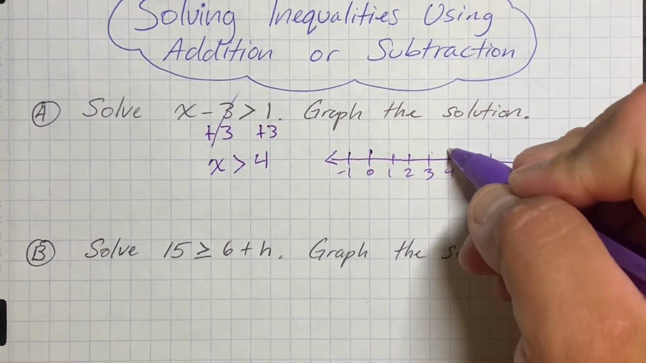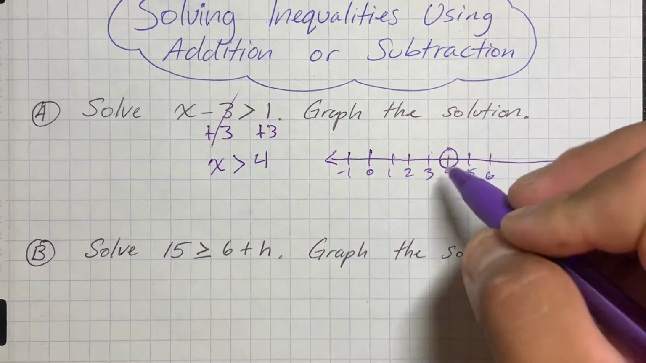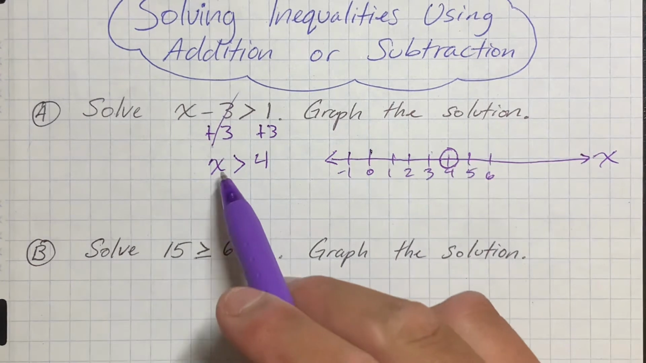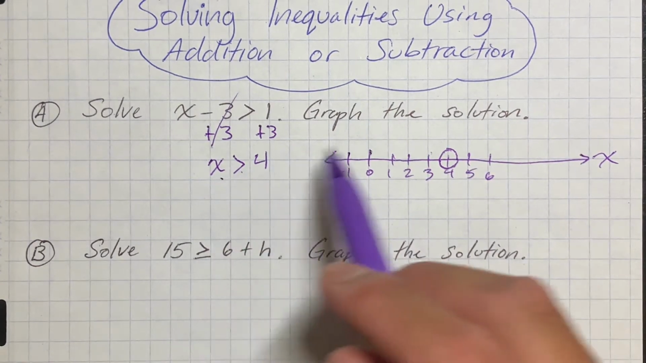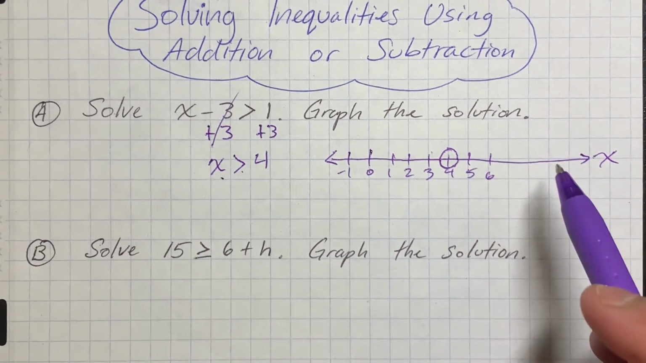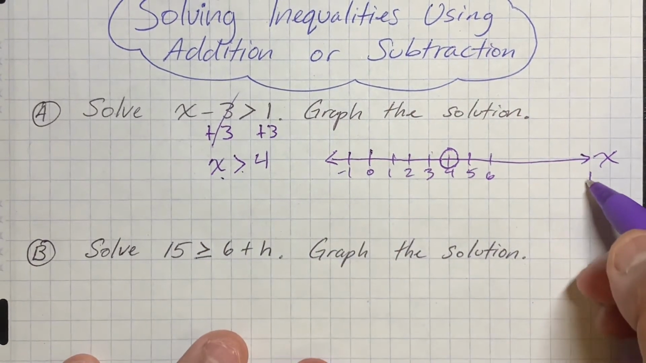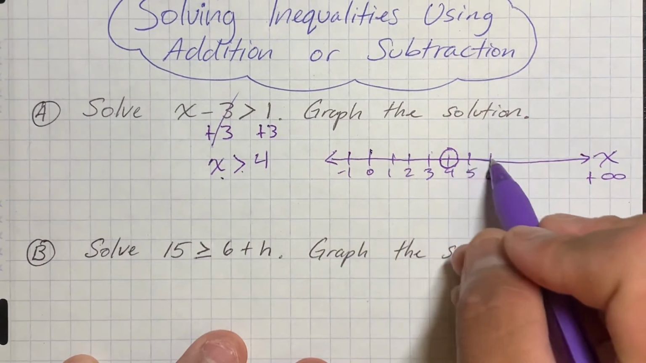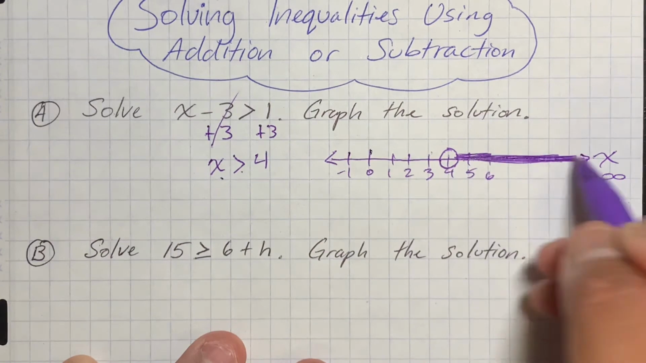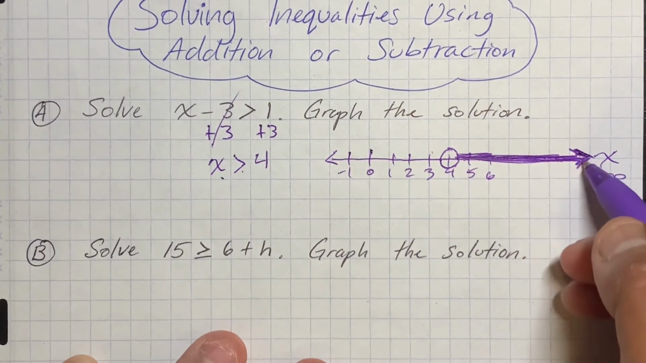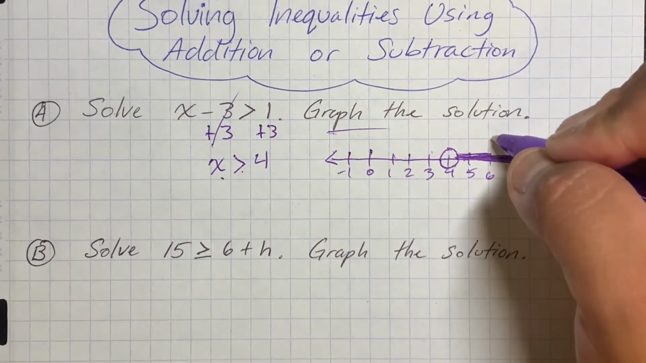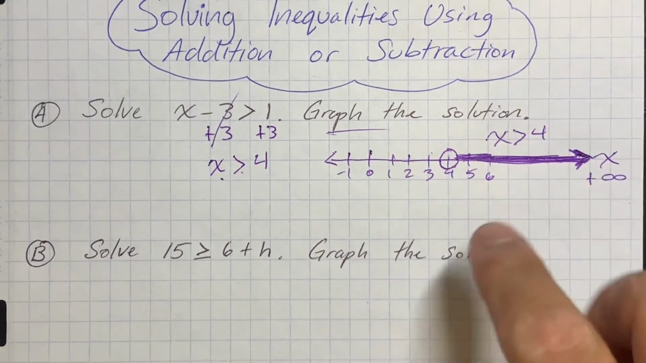I'm going to put an open circle there because that is not a solution. Now remember that whatever x is has to be greater than 4. So numbers that are greater than 4 are 5, 6, 7, 8, and so on to positive infinity. The solutions are infinite. So there you go. You, my friends, just graphed the solution of the inequality x is greater than 4 on the horizontal number line.